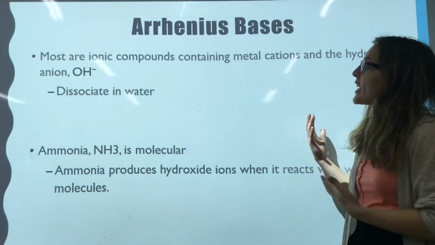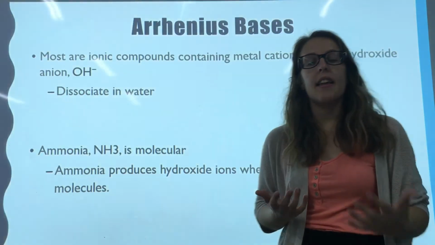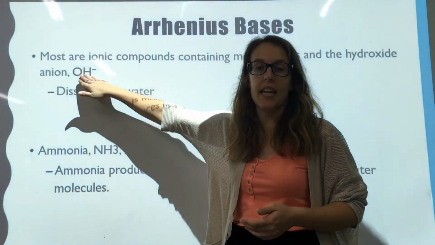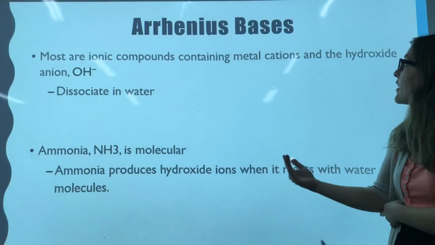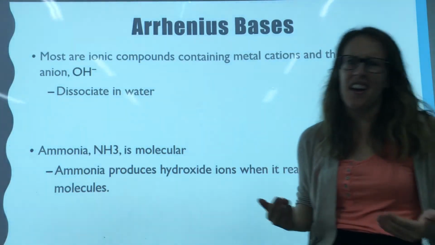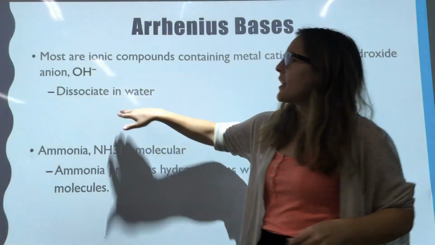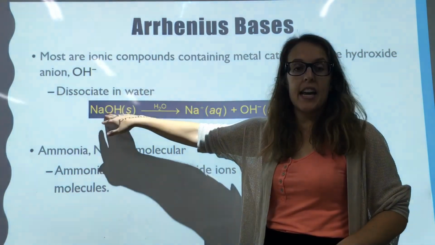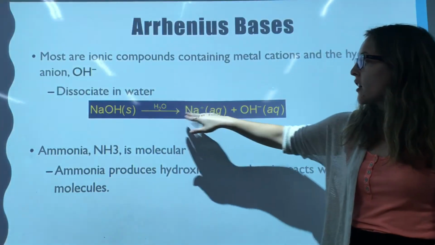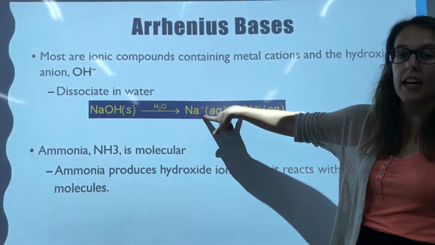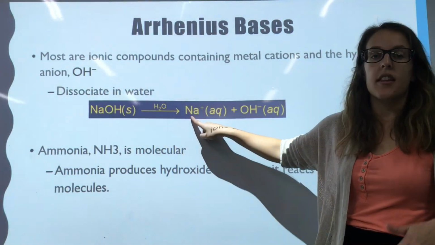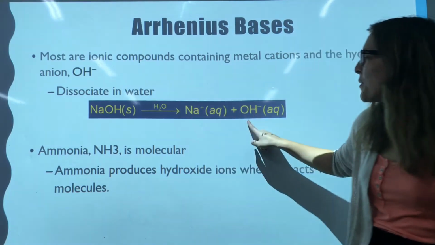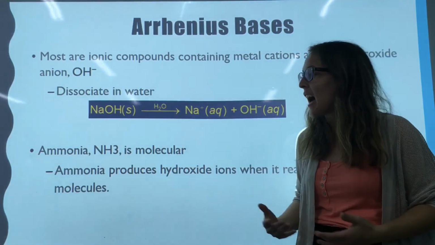So, Arrhenius bases. We said that the base increases the amount of the OH minus, the hydroxide ion, the hydroxide anion. So, when it dissociates in water, we see NaOH. We have some water, we get two ions. We get the sodium cation, and we get the hydroxide anion.